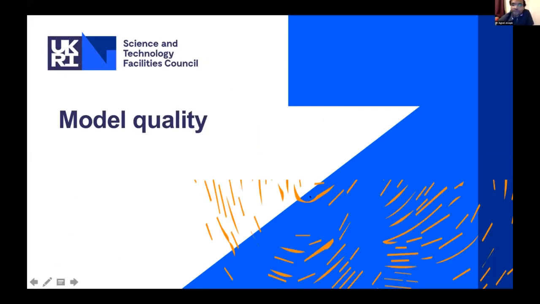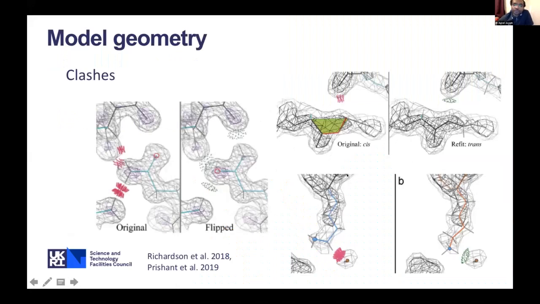And the other aspect of validation, which I'll talk about, is model quality. So most of you are aware of MolProbity. MolProbity is, again, the most popular model quality estimate in the cryo-EM area as well. And it's quite useful. So here are some examples which highlight that if you find errors in the same area of the model, these errors can be related.